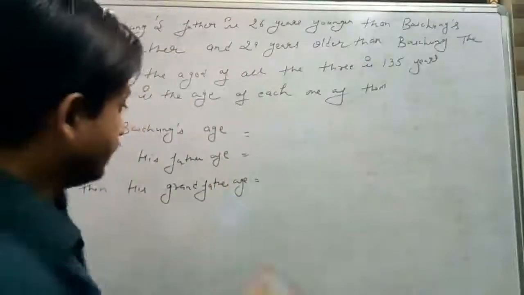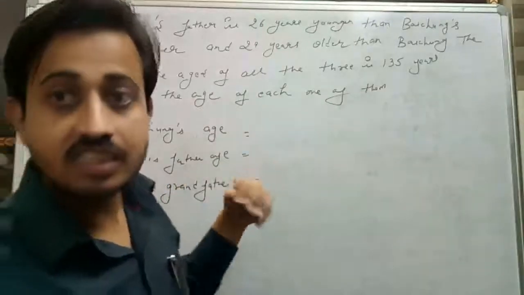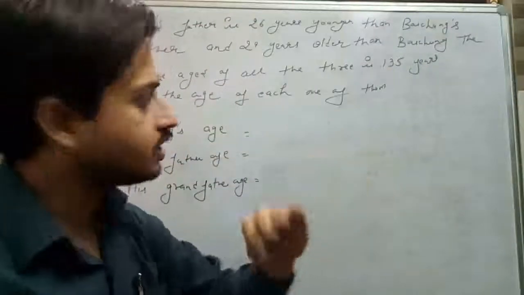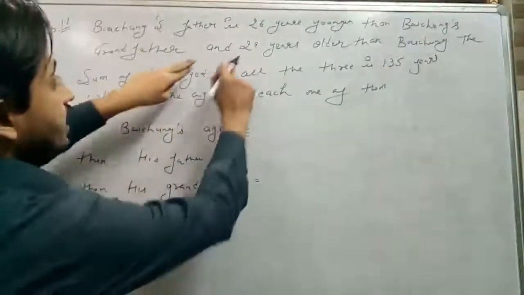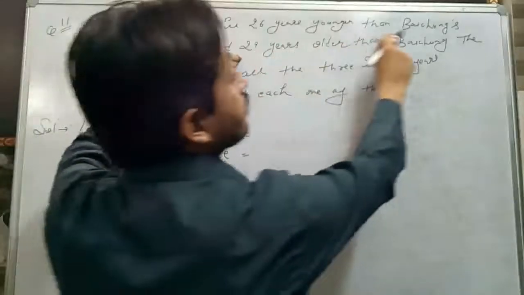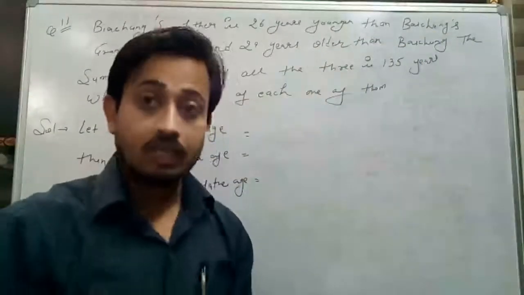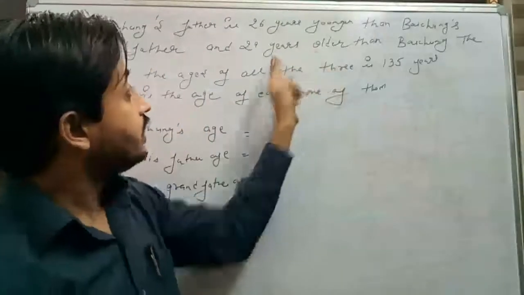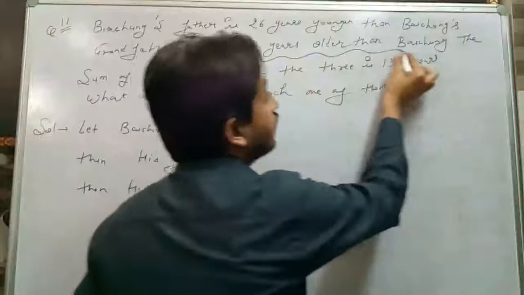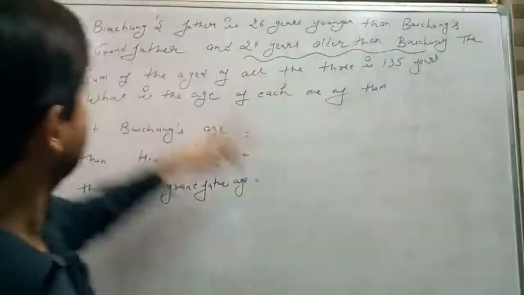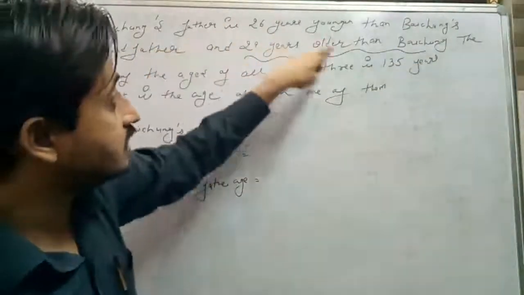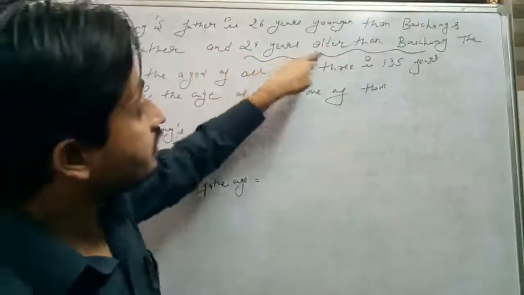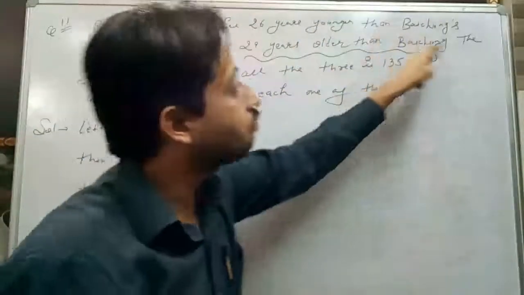Bhaijung's father, this statement says, is younger than his grandfather, and read the next part because it becomes very easy: and 29 years older than Bhaijung. It means Bhaijung's father is 29 years older than Bhaijung. Again, Bhaijung's father is 26 years younger than his grandfather, but 29 years older than Bhaijung.